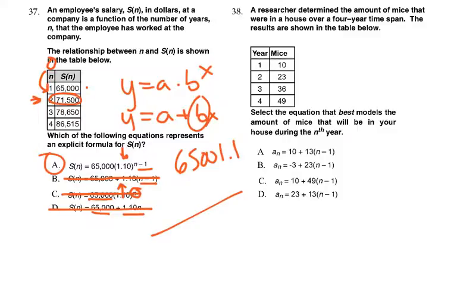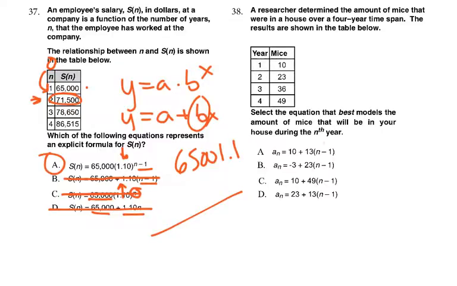Okay. Now, 38, a researcher determined the amount of mice that were in a house over a 4-year time span. The results are shown in the table below. Year 1, we have 10 mice. Year 2, 23, 36, 49. Okay, select the equation that best models the amount of mice.